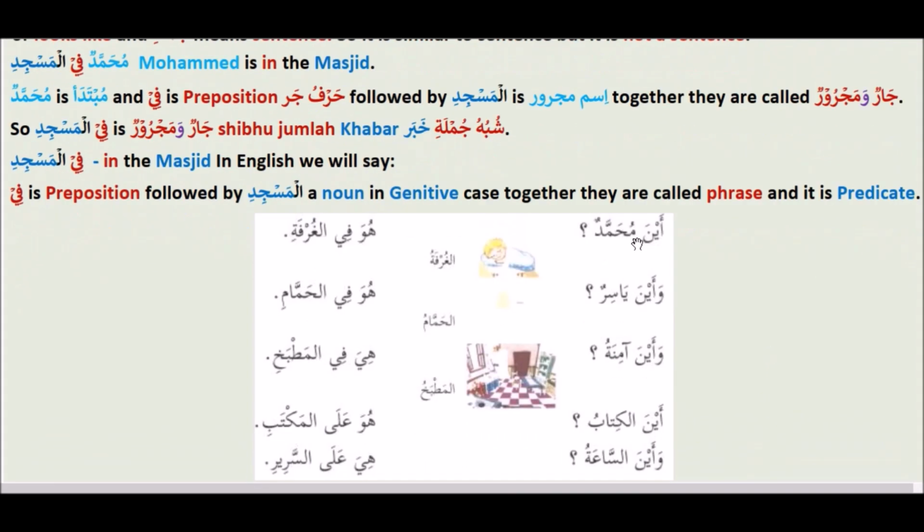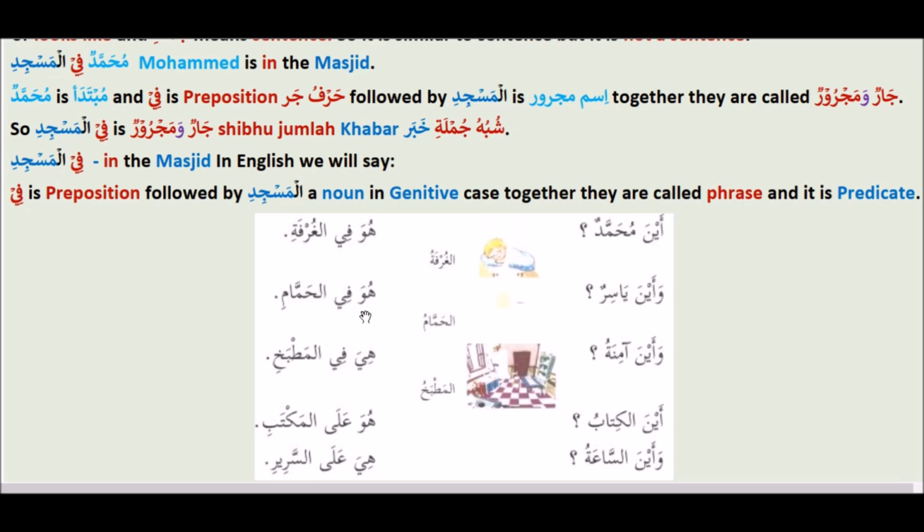Now we will practice. Aina Muhammadun, where is Muhammad? We do not analyze the question. Huwa fil ghurfati, he is in the room. Huwa is mubtada, fi is harfu jar, and al-ghurfati is ism majroor. So together fi al-ghurfati is jarun majroorun shibhu jumla khabar. So this makes huwa fil ghurfati a nominal sentence, jumla ismiya.